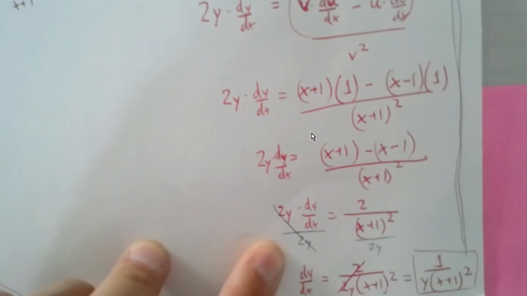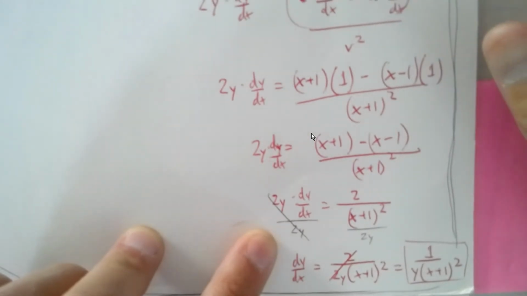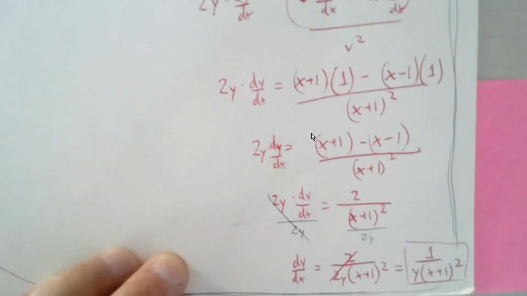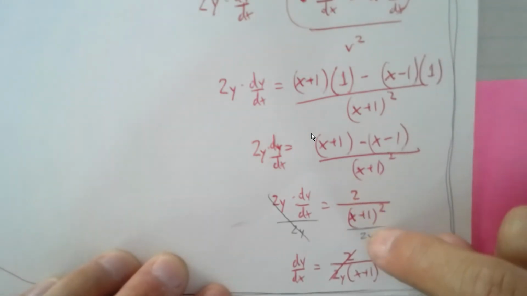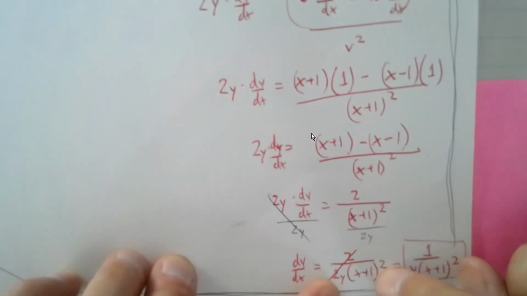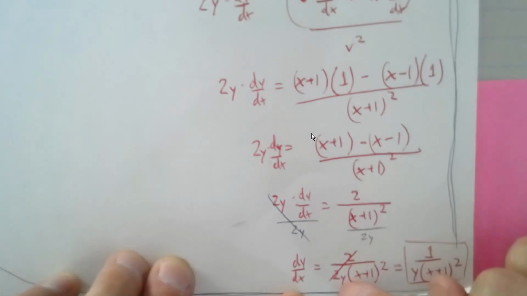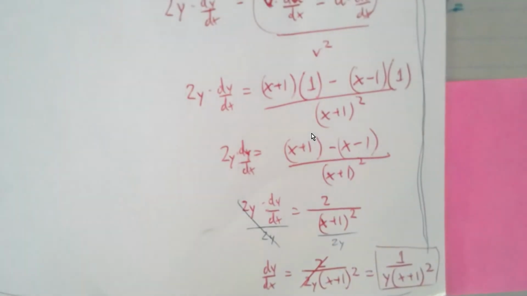And in the end, I think a lot of you did a really impressive job remembering that we're solving for just dy over dx. So we divided both sides by 2y. This 2 up here and this 2y below, it now becomes 2 divided by 2y times (x plus 1) squared. We realize the 2s are similar factors, so we factor them out of the numerator and denominator. And you have a final answer of 1 divided by y times (x plus 1) squared.